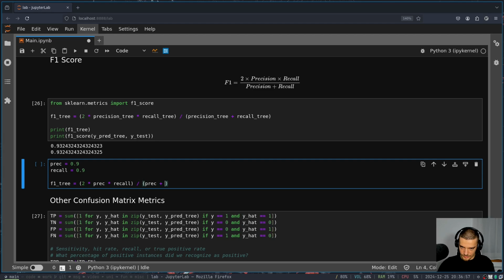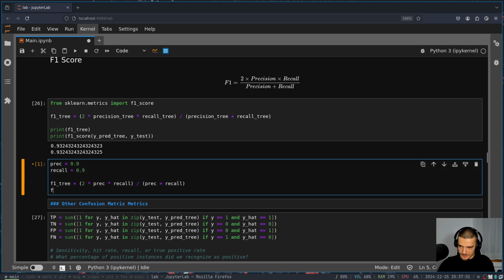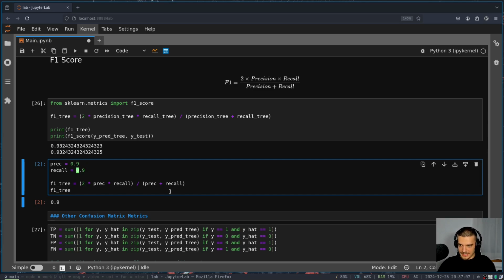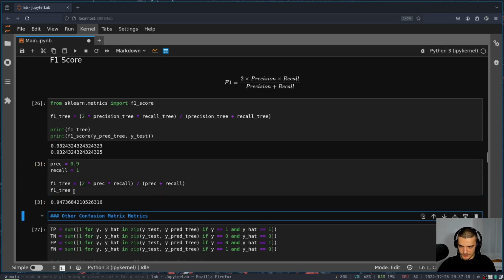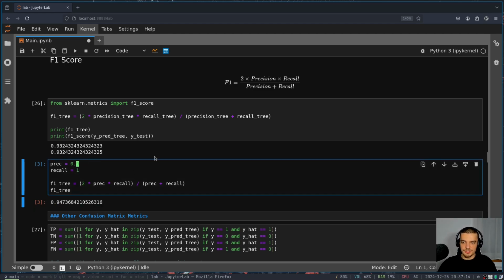Precision and recall. Actually, let me also print the value, F1 tree. I get 90% also for the F1 score. Now, if my recall is 100%, then also my F1 score increases. It's not 100% because my precision is still not 100%. But you can see I get a decent trade-off.